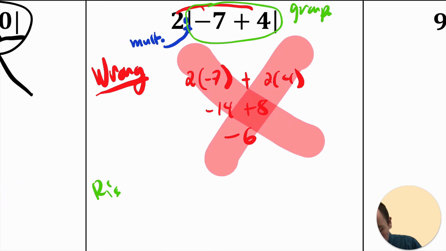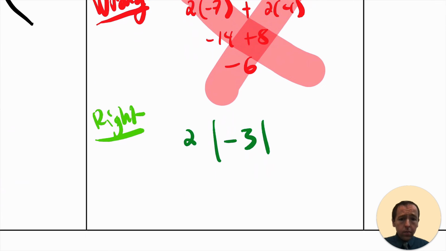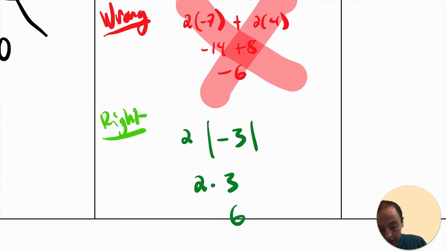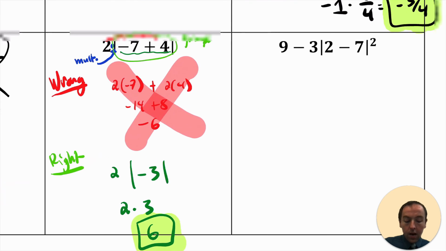So the right way of going about this problem is to, within that grouping symbol, figure out what we've got. So you've got -7 plus 4 is -3. Now that's still an absolute value, so we really haven't finished the grouping symbol aspect yet. We've got to take the absolute value of that -3, which is going to be +3. And then we can take that 2 and multiply it by 3, and that's going to give you this final answer of +6. And that's the right answer, so let's get the right color for that. Okay, perfect.